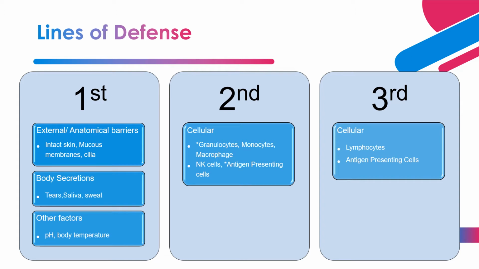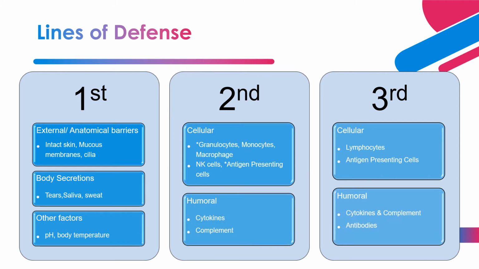Another common factor is that both of them have humoral components. Under the second line of defense, we have the cytokines and the complement, and on the third line of defense, we have again the cytokines and the complement with the addition of antibodies.